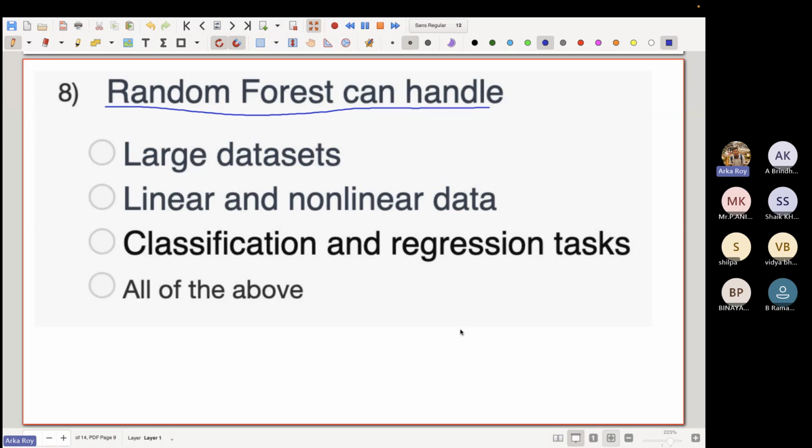So there is an indication that the decision tree can handle both classification and regression problems, and thereby random forest will also be able to handle classification and regression tasks very easily. Because the main fundamental point is that whatever holds true in the case of decision tree will also hold true for the random forest case. So all 3 cases, handling larger data sets, linear and non-linear data, and classification and regression tasks, are all true. Therefore, all of the above is the correct answer.